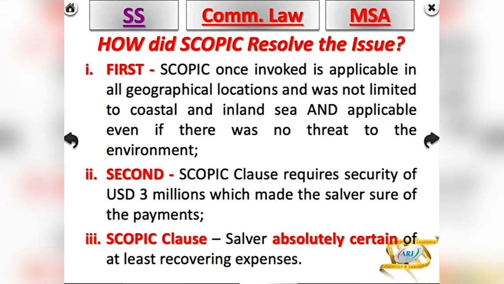When this happens, the captain is immediately supposed to inform the ship owner. Why? Ship owner has hours to deposit $3 million in the salvor's account.